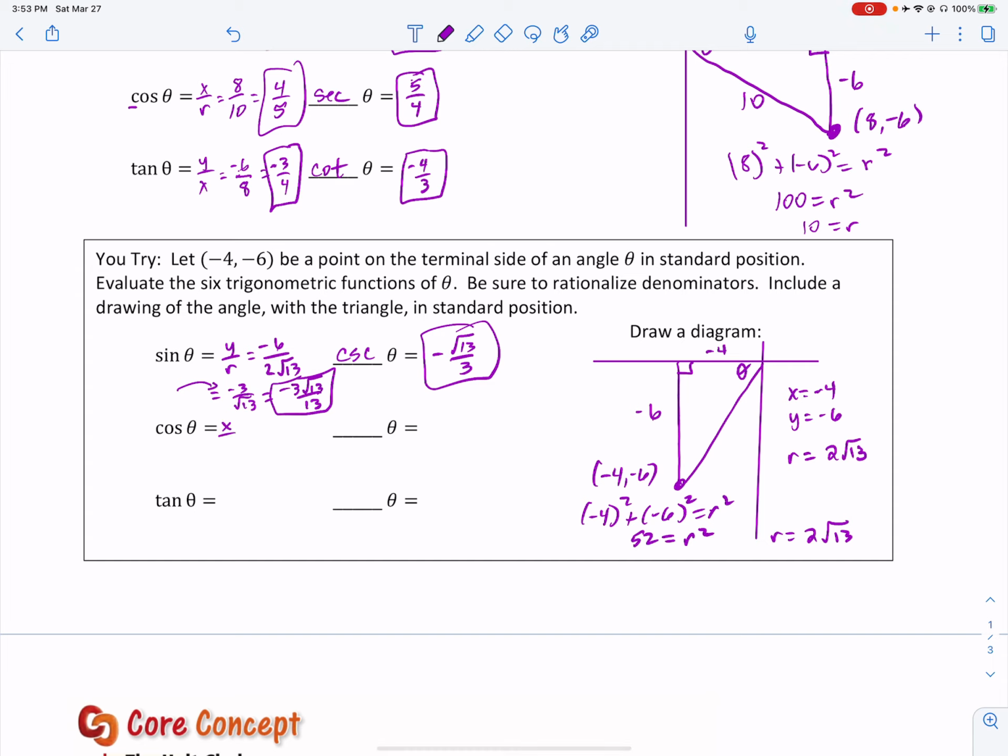Cosine is x over r. It is your -4 over 2 root 13, which is -2 over root 13. So rationalized, it's -2 root 13 over 13. And that's your cosine. The reciprocal of that is secant. And again, I would be thinking about the one before rationalizing it, and flipping it will make it negative root 13 over 2.